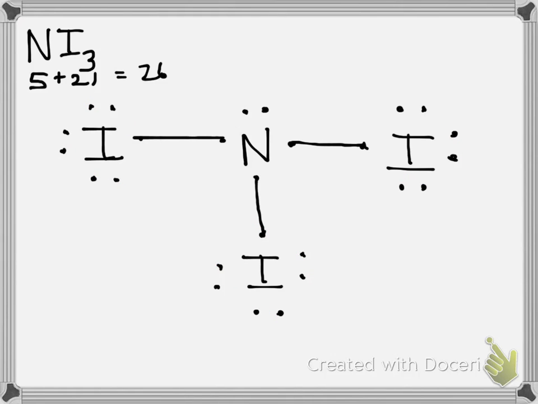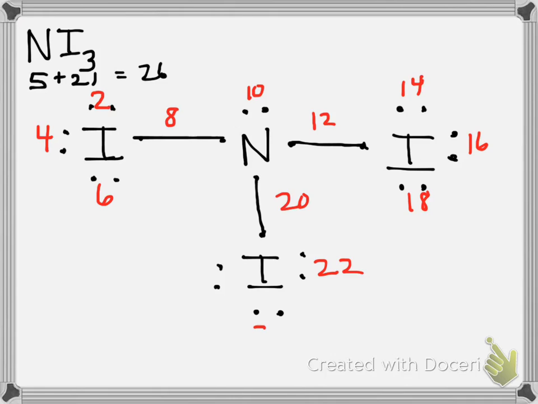I'm going to start right here. 2, 4, 6, 8, 10, 12, 14, 16, 18, 20, 22, 24, 26. Okay, so my totals on both are right. I have 8 on everything that needs 8, and my total number is 26 like it should be.